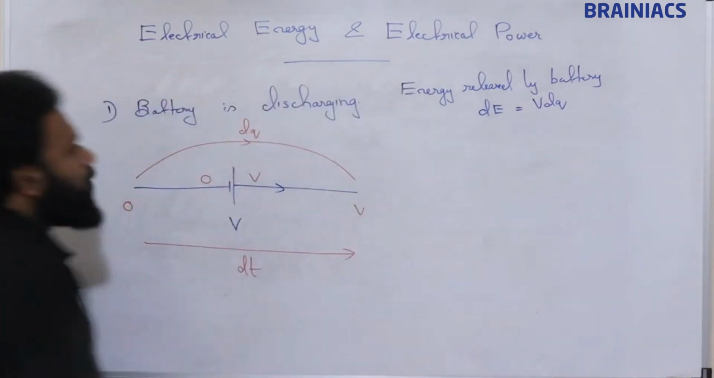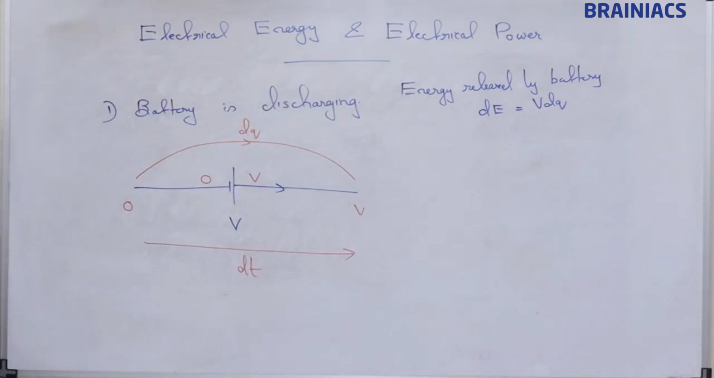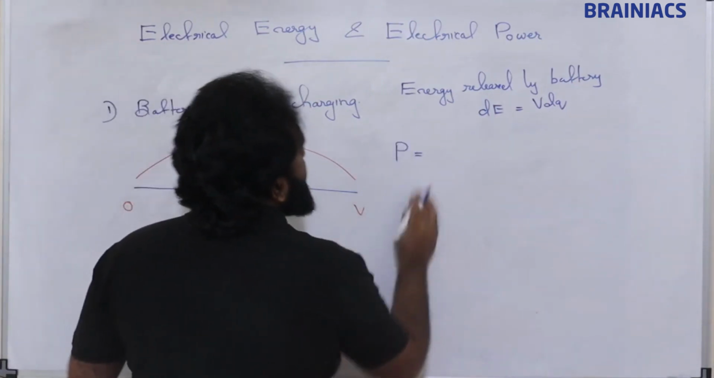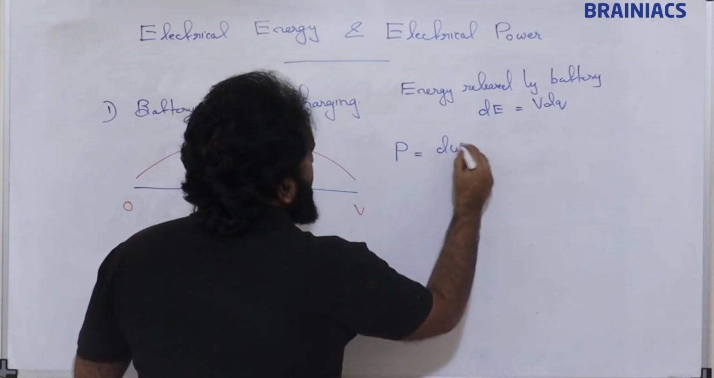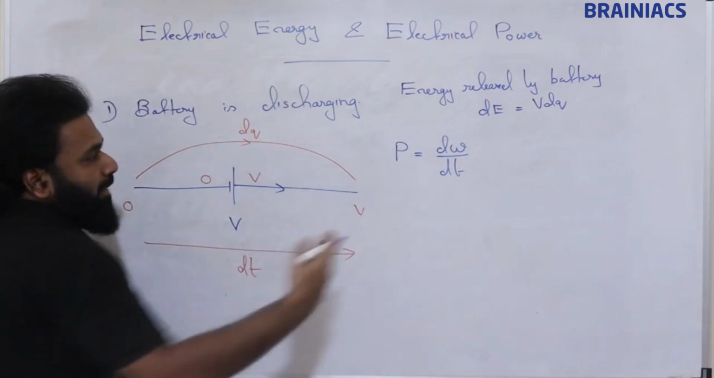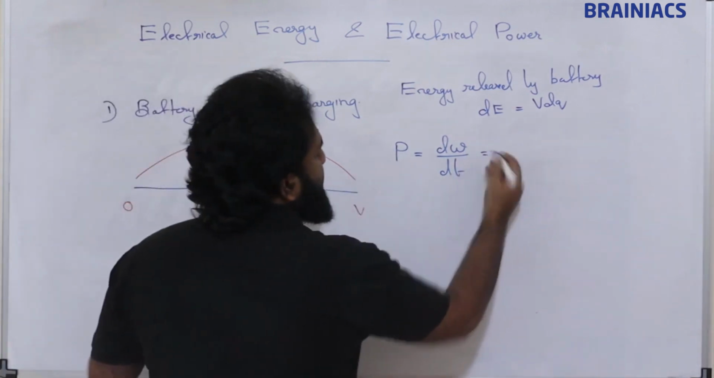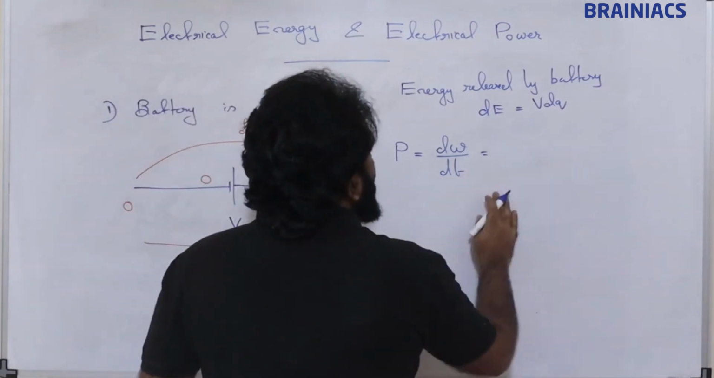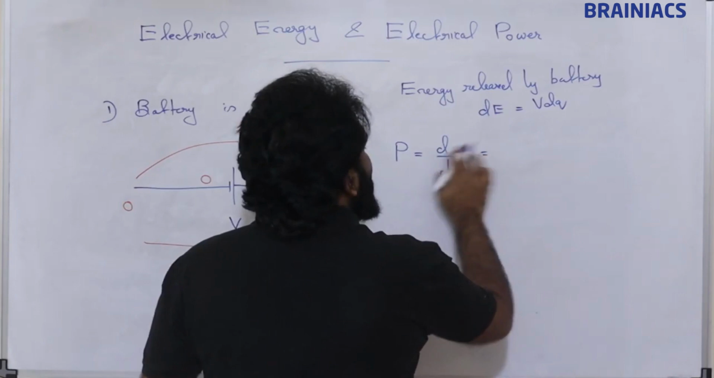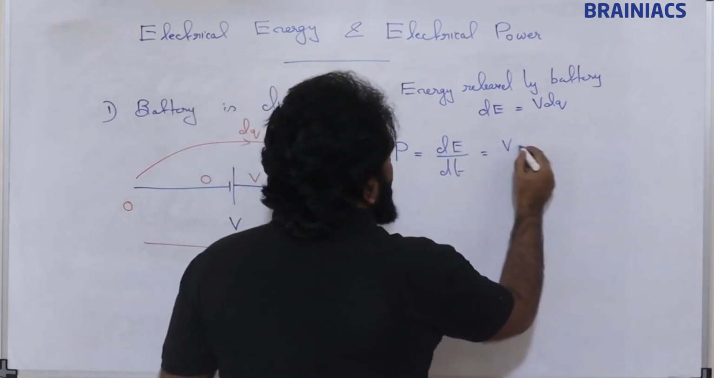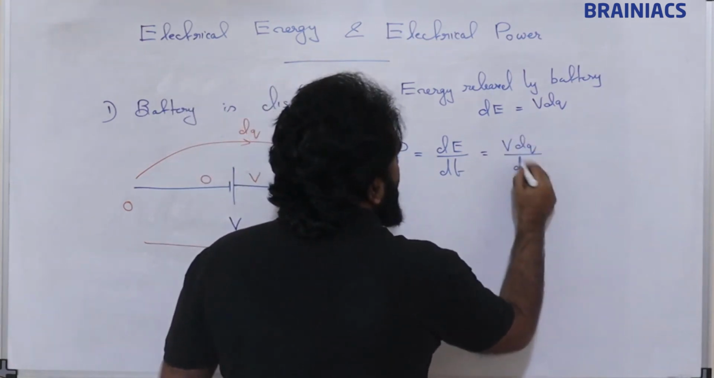Okay, now what about power? What is power? Power is the rate of doing work, or the rate of energy. So we can say dW by dt: how fast work is done or how fast energy is released. We can write dW by dt, or dE by dt, both are correct. So we can write V dQ divided by dt.